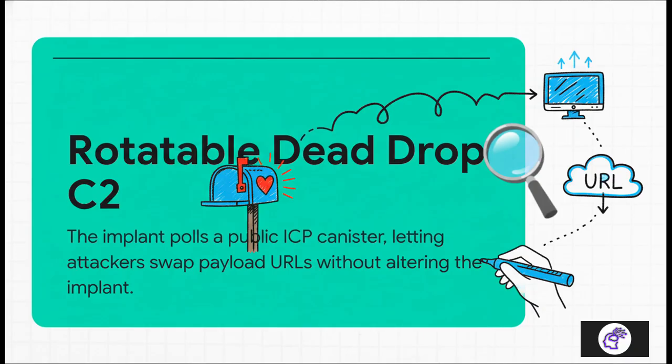The implant on the infected machine knows exactly where that mailbox is, and it just checks it every so often for new messages. The attacker, meanwhile, can change the message inside, in this case a URL pointing to a second-stage payload, anytime they want, without ever having to touch the malware that's already running on the victim's computer.